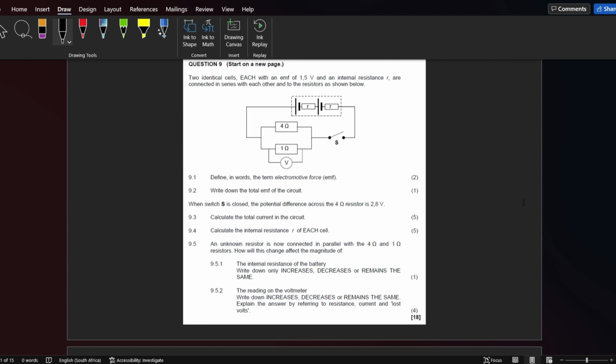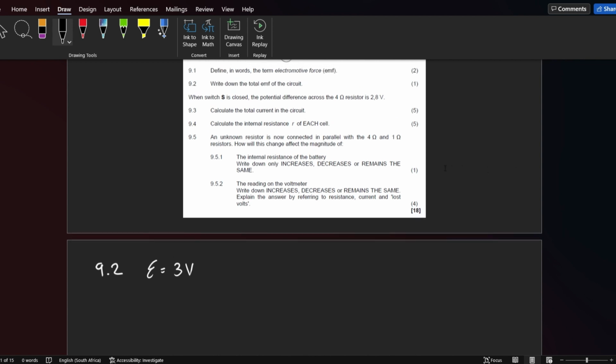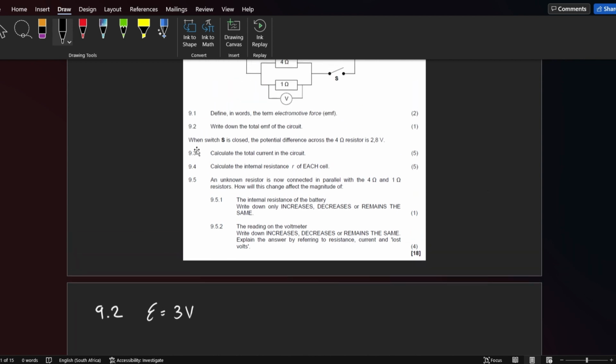So remember, each cell has an EMF of 1.5 volts. So when cells are connected in series, you simply add those voltages because they are cumulative. So the total EMF for the cell will be, so EMF E will be 3 volts. Okay. Question 9.3. So firstly, they give us a statement.